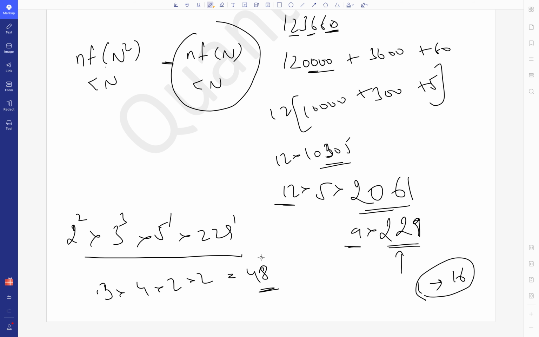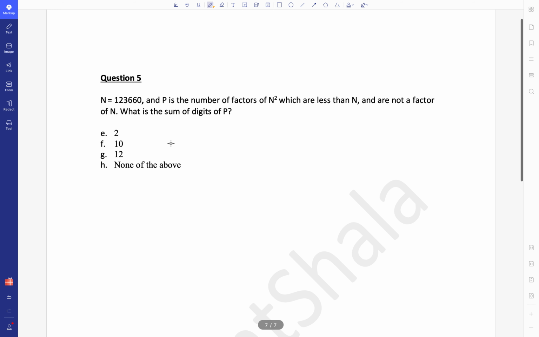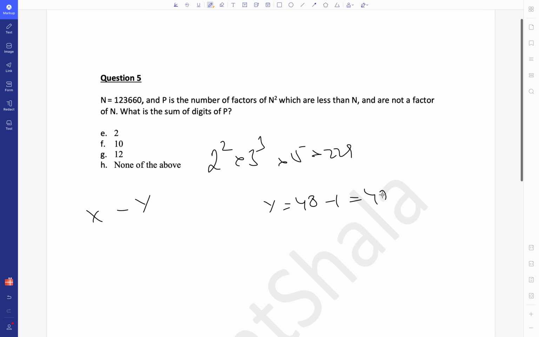So y is 48. By y I mean the second term, not 48, because this 48 includes the number itself. We are looking for factors which are less than n. So this value becomes 47 in this case. Okay. Let's come to a blank page. I'll write this prime factorization down again. 2 square, 3 cube, 5, 229. We're supposed to calculate x minus y. Now you know what the definition of x and y are. And we have calculated that y is equal to 48 minus 1 equal to 47.